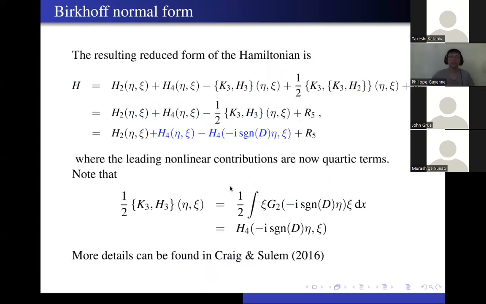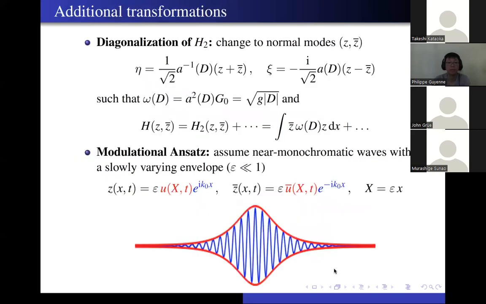All right, so with this at hand, you can further simplify the Hamiltonian. So now you no longer have cubic contributions. These two Poisson brackets simplify to this one. And you can show that this Poisson bracket involving K3 and H3 is nothing but H4 in terms of η tilde, one of the Hilbert transform variables, and ξ. And this is the normal form for your reduced Hamiltonian in this problem. So as I said earlier, it's very compact, it's very simple. And that is going to be the basis for the derivation of the Hamiltonian Dysthe equation. And you can find more detail in this paper by Walter Craig and Catherine Sulem in 2016.